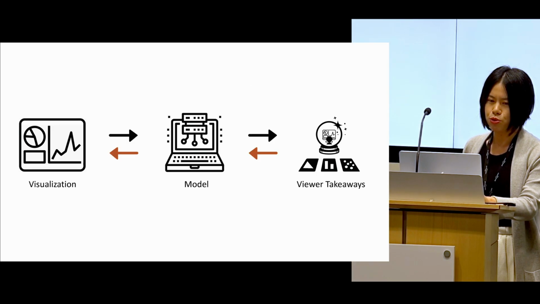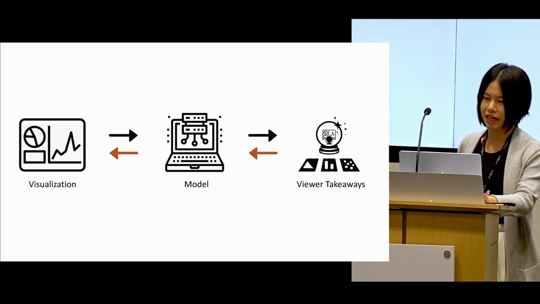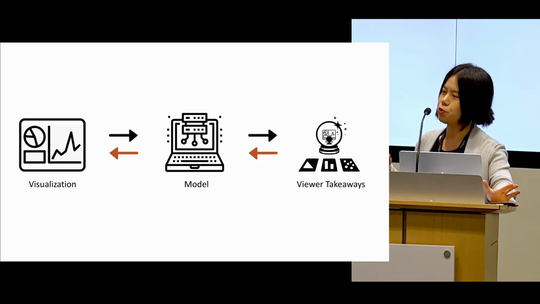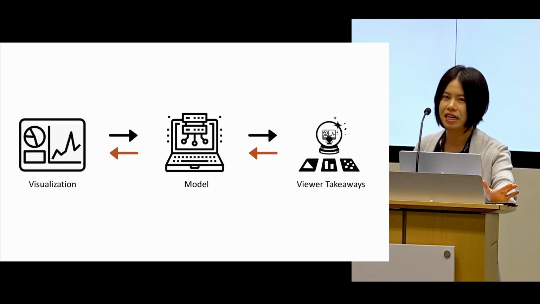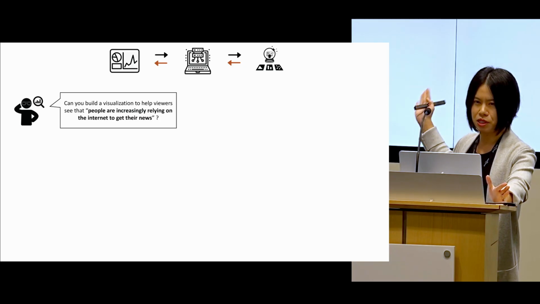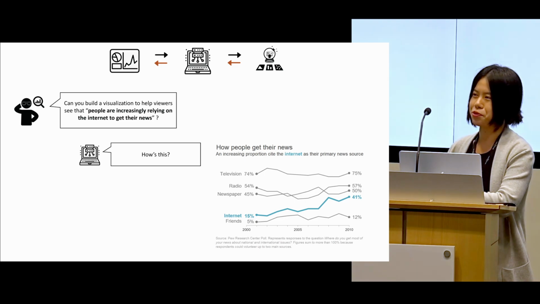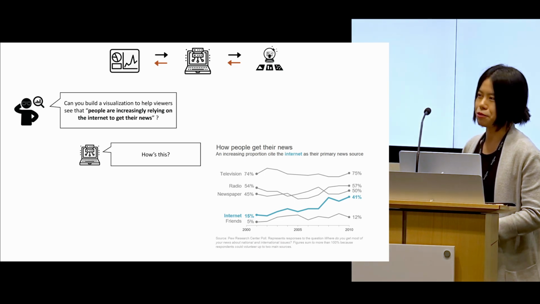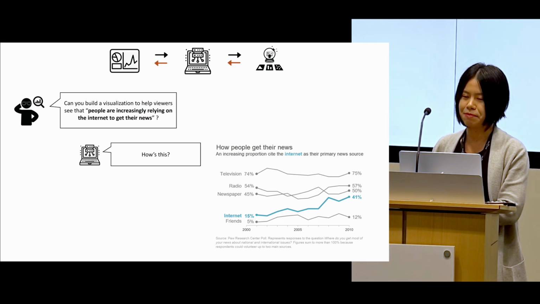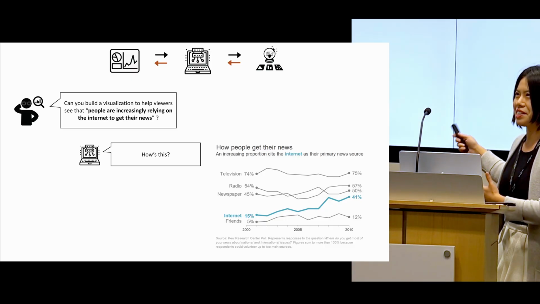Now, we can also reverse engineer this pipeline so that we can use it to generate visualizations based on some kind of human takeaway. For example, imagine a designer can ask a model to build a visualization that shows this specific message, and the model gives you a really beautifully designed visualization that will help people see exactly that message. So in this case, everyone's happy.